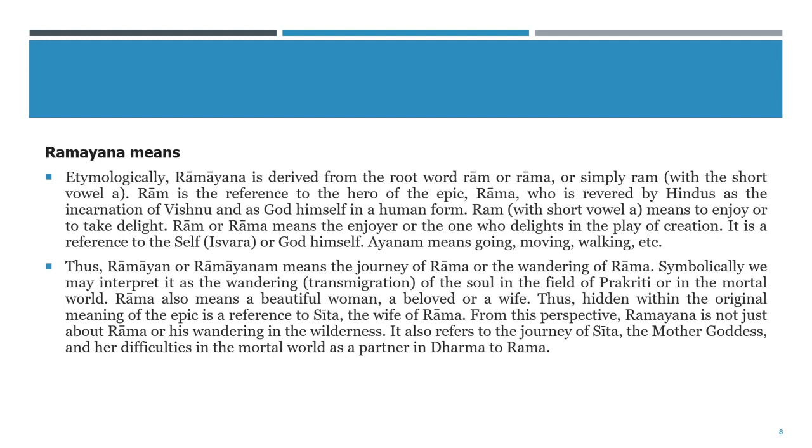Rama also means a beautiful woman or beloved wife. So thus hidden within the original meaning of the epic is a reference to Sita, the wife of Rama. From this perspective, Ramayana is not just about Rama and his wandering in the wilderness. It also refers to the journey of Sita, the mother goddess, and her difficulties in the mortal world as a partner in Dharma to Rama.